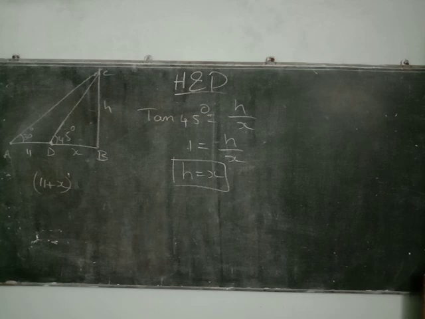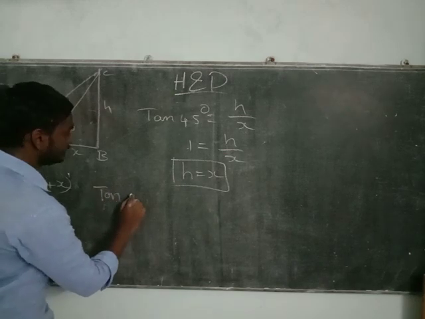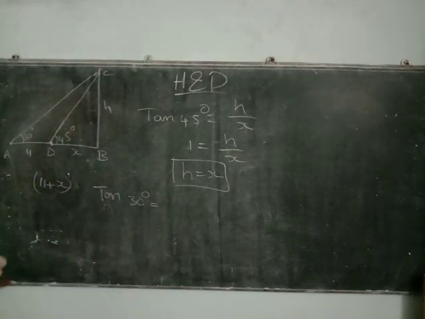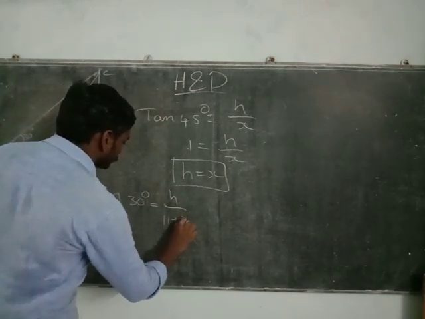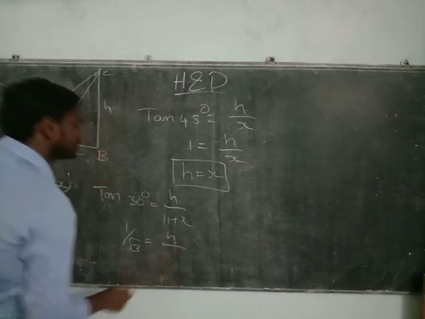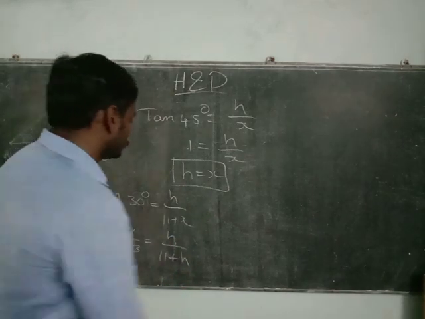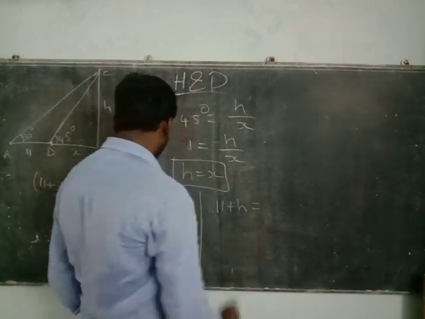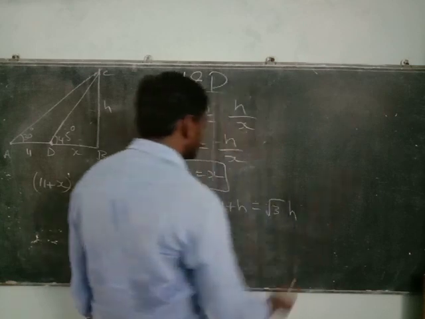And next, let me take the whole triangle ABC. Then tan 30 degrees is equal to 1 by root 3. So tan 30 degrees is equal to opposite height h divided by 11 plus x. Tan 30 is 1 by root 3, that is equal to h by 11 plus x, and I can take either x or h, so I am taking this as 11 plus h. So solving this, I get 11 plus h is equal to, cross multiplying, root 3 into h, or h root 3.